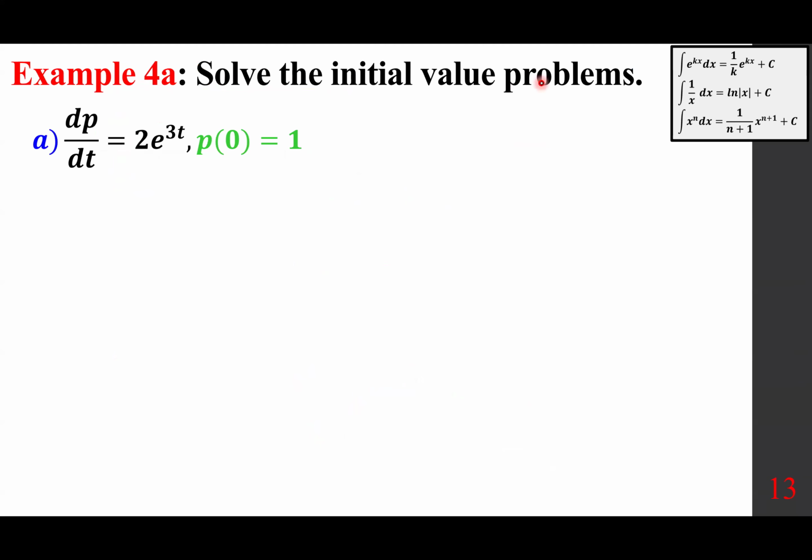Solve the initial value problem. dp/dt is 2e to the power of 3t, p of 0 equals 1. So what is an initial value problem?